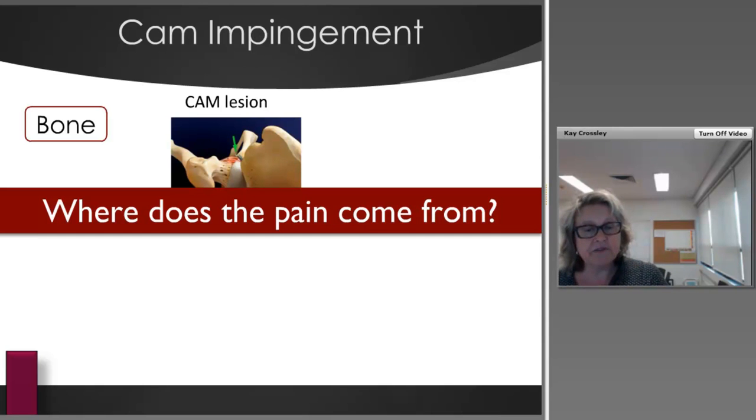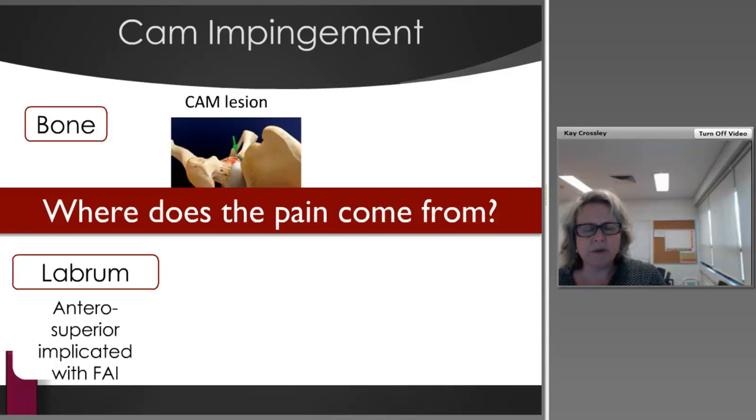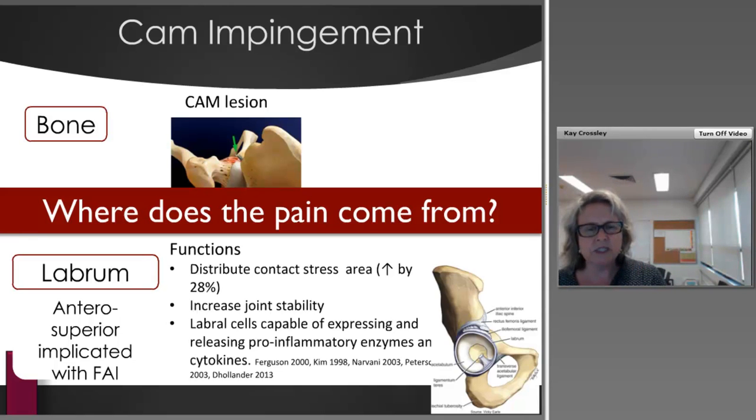Where does the pain come from in cam impingement? We really don't have a lot of evidence for this at the moment. It's highly likely that some of the pain is coming from the highly innervated bone in the region, but also the labrum is highly likely to be a cause of pain. We know that the area of the labrum that's damaged in people with FAI is similar to where the impingement lesion occurs.